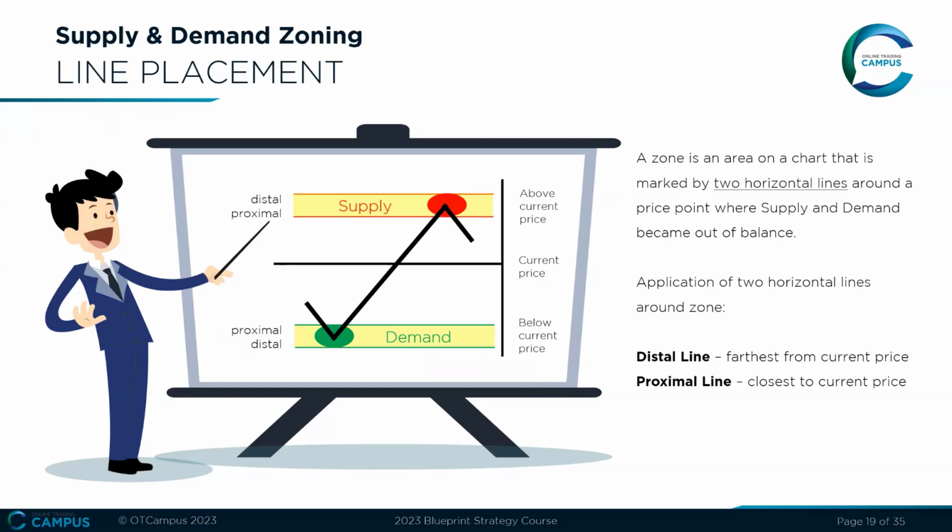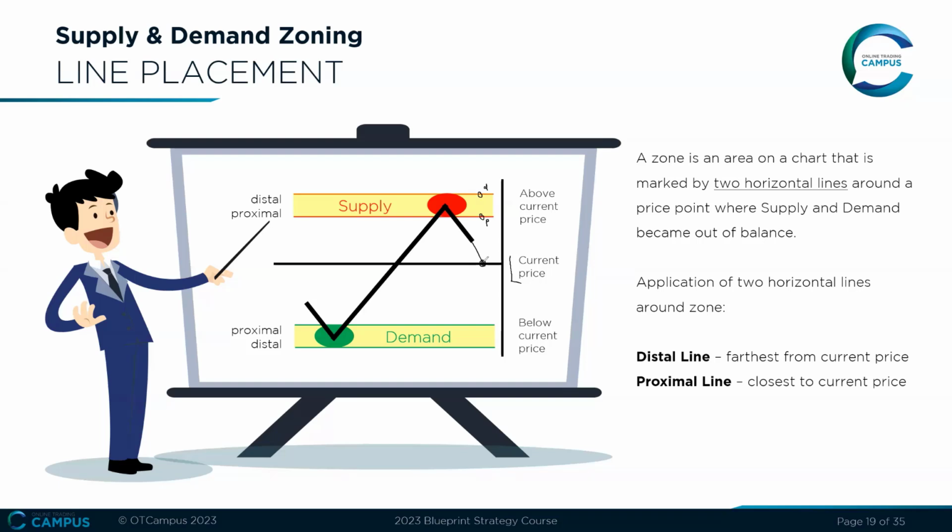There'll be a distal line and there'll be a proximal line. Now, the proximal line is always the line that's closest to current price, and the distal line is always the line that's farthest away from current price. So if we're going to look at this example right here, and we're at current price at the moment, let's say price is right here, that's current price, then if we're going to look for the supply zone, the one that's closest to current price, that's the proximal. And the one that's furthest away, that's the distal.